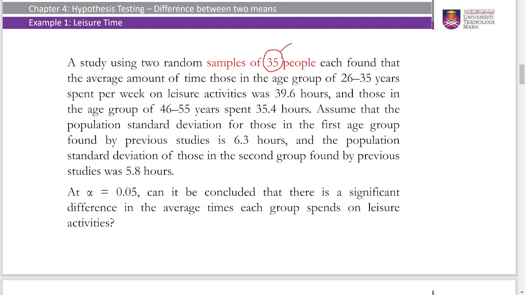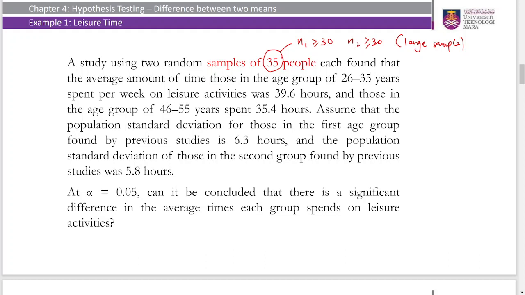So that means n1 is greater than 30, n2 is also greater than 30. Okay. So that means both are large samples.